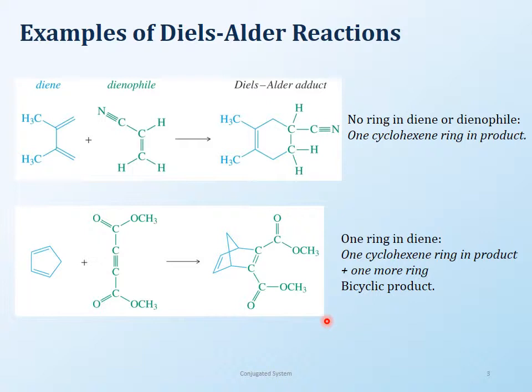You will have to go forward as well as backward for me. Okay, so which means I can give you a product, and then you will have to tell me what is the diene and the dienophile that were required to make that adduct. We'll practice that in class.